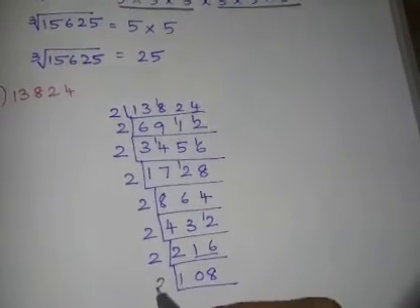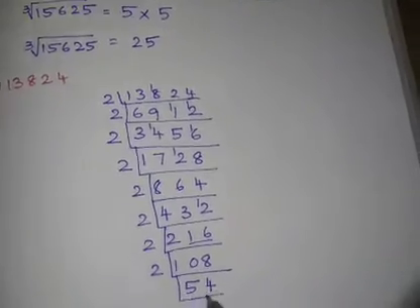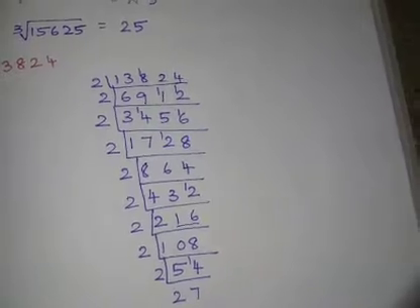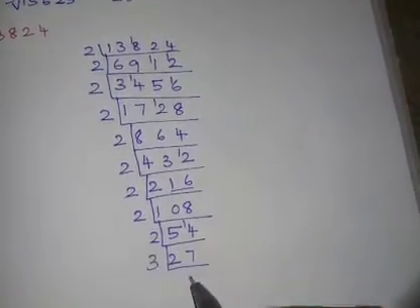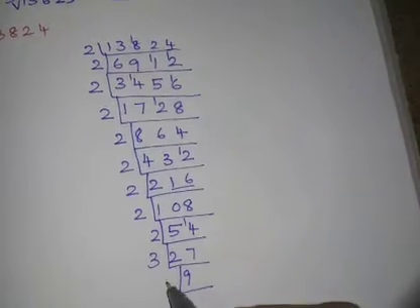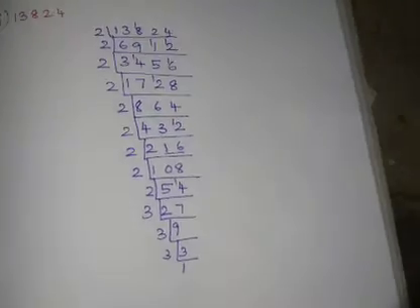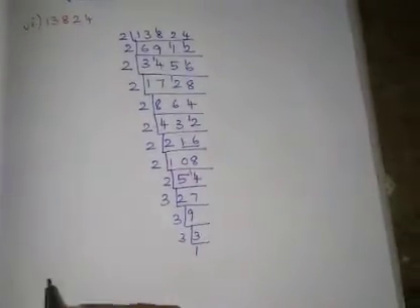Then again in the 2 table, 2 5s are 10, 2 4s are 8. Then again in the 2 table, 2 2s are 4, remainder 1, 7 2s are 14. Then now it comes in the third table, 3 9s are 27 and 3 3s are 9, then 3 1s are 3. Okay, so when I'm writing the prime factorization of this number, 13,824, children, how will you write it?